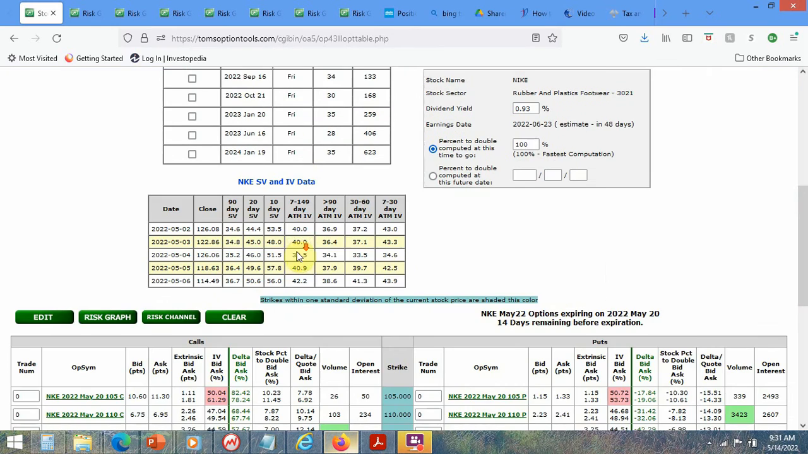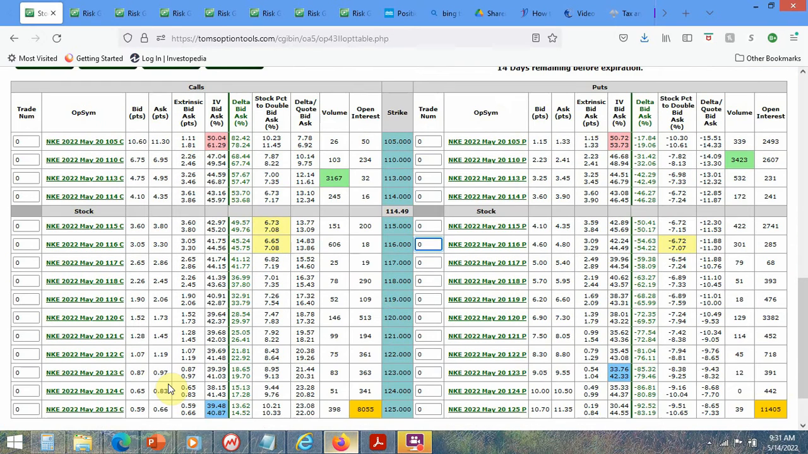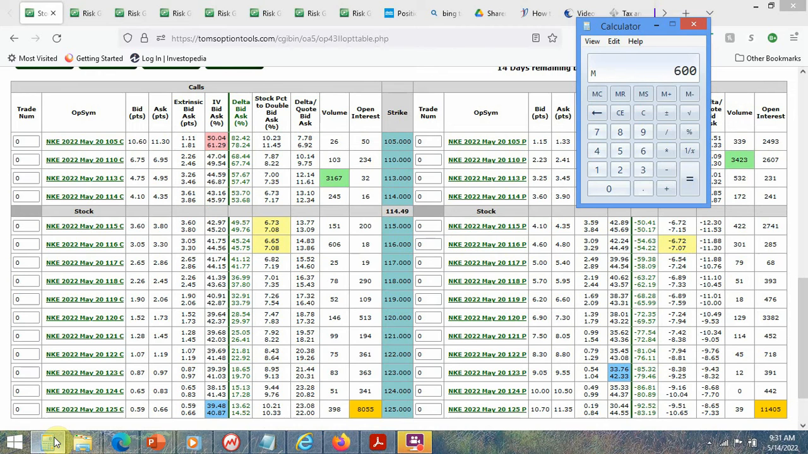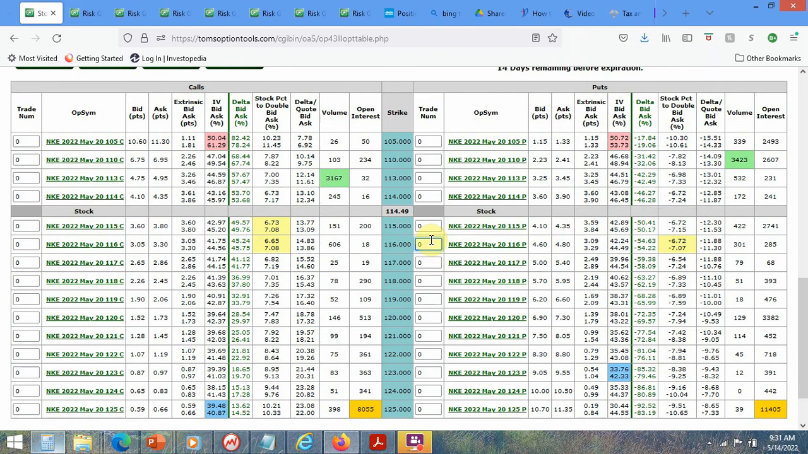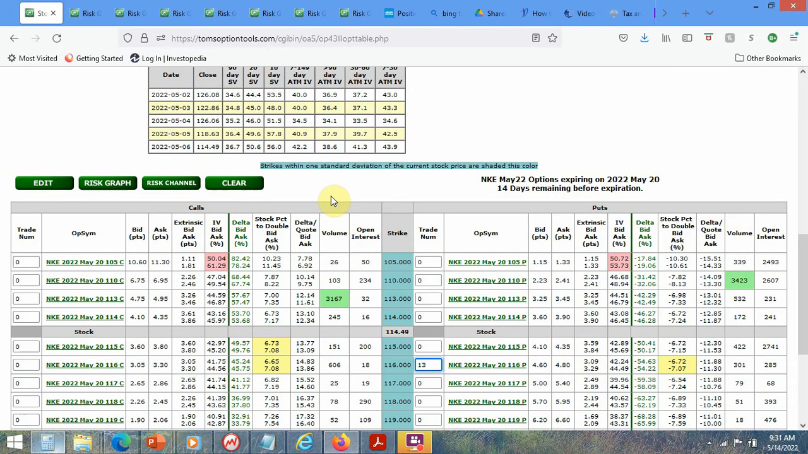So May 20th, 116 strike, I put $6,000 in this trade, and I'm going to pay the ask price of $4.80. A contract covers 100 shares, so you multiply that by 100, that's $480. So for $6,000, that's 12 and a half contracts. You have to round up, so that's going to be 13 contracts. Hit the risk graph, and we see what numbers we got here.